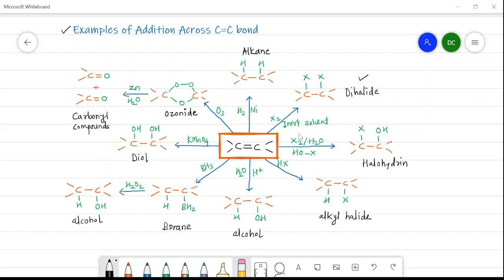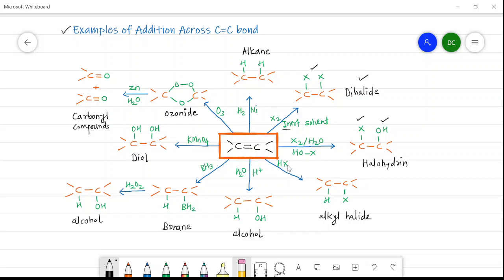But when this halogen is added in presence of the water molecule, one halogen is going to add and another is the OH. It is called a halohydrin. So there is a difference between these two addition reactions. When inert solvent is used, then we get the addition of two halogens across the double bond. When water is used, then there is the addition of halogen as well as the OH group. It is called a halohydrin or addition of HOX.